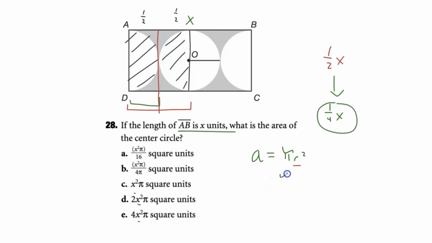And so now we can do pi times our radius, which is 1/4 x squared, and then just some simple rearranging. So 1/4 squared is 1/16, and then x squared is just x squared. So this would be 1x squared multiplied by our pi on top. I'm actually just gonna write pi like this, save myself some characters. And so our area is gonna be pi times x squared over 16. And we can see that matches up with answer choice A, and therefore that is our answer.